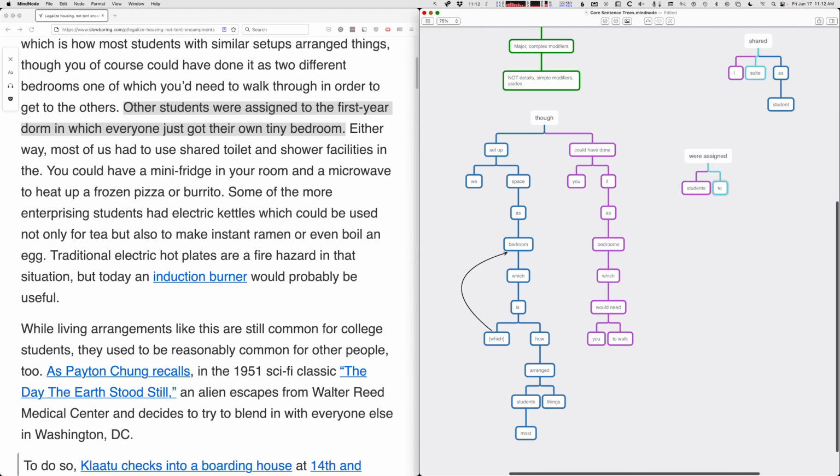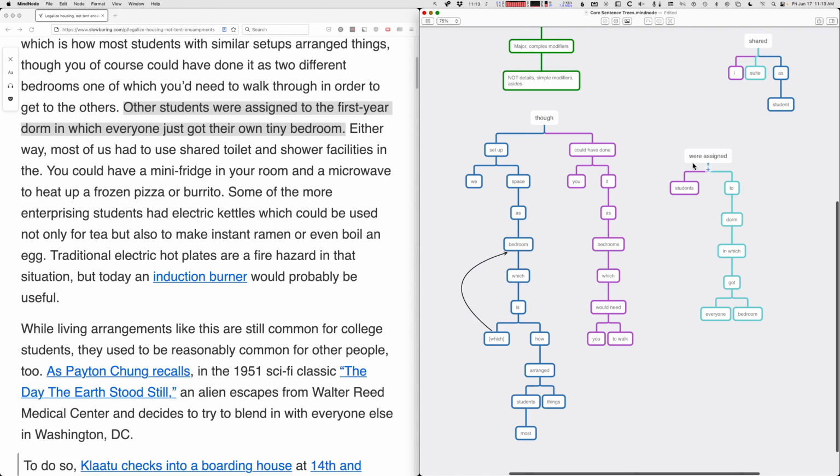We have to dorm, in which, got, everyone, and what did they get? Their own tiny bedroom. Okay, that one was much quicker. Students were assigned to dorm in which got everyone bedroom. Everyone got bedroom. Students were assigned to dorm in which everyone got bedroom.